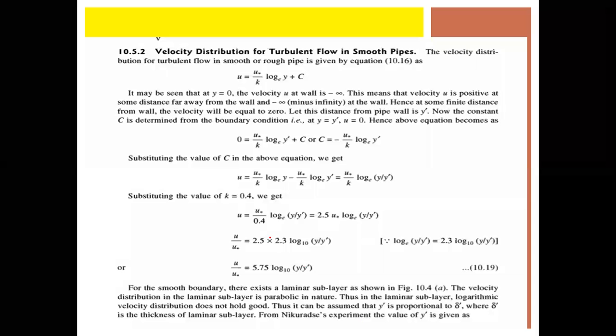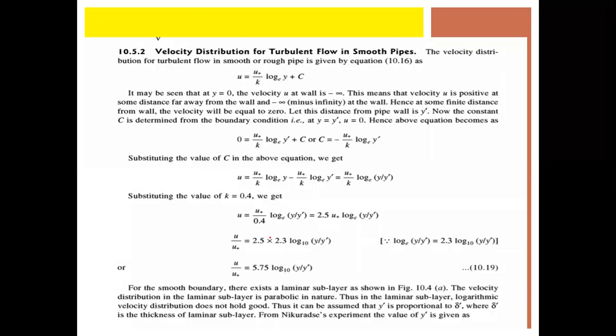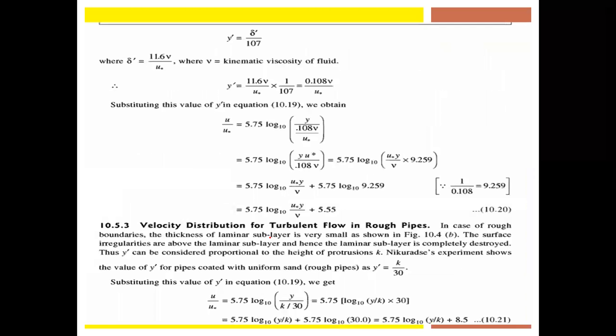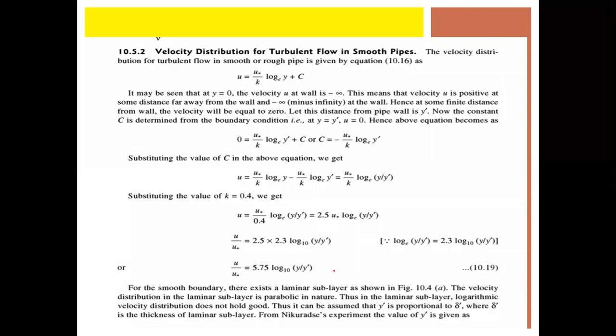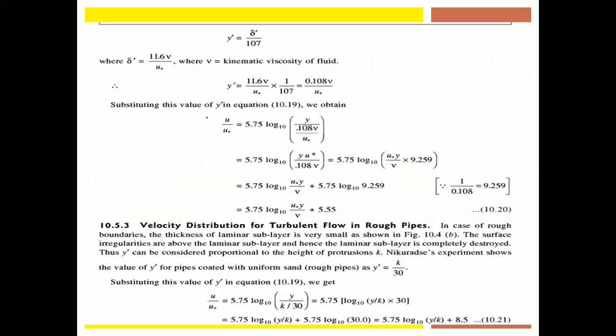Next one. I have already shown you these formulas in the earlier slides. Now we'll see how to derive this formula: velocity distribution of turbulent flow in smooth pipes. If you get a question like this, derive the velocity distribution of turbulent flow in smooth pipes, then you have to draw this and write these things.